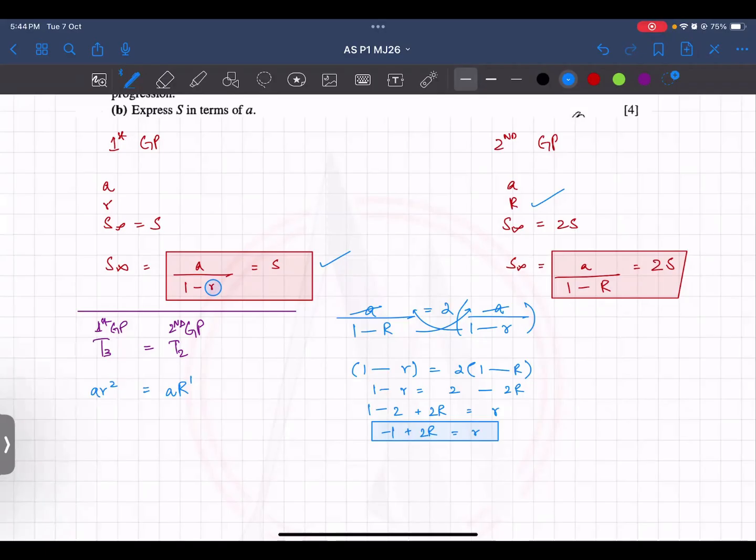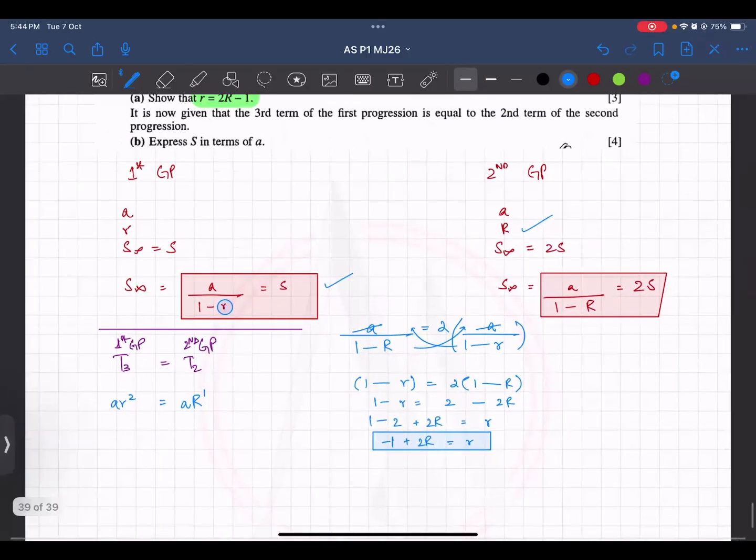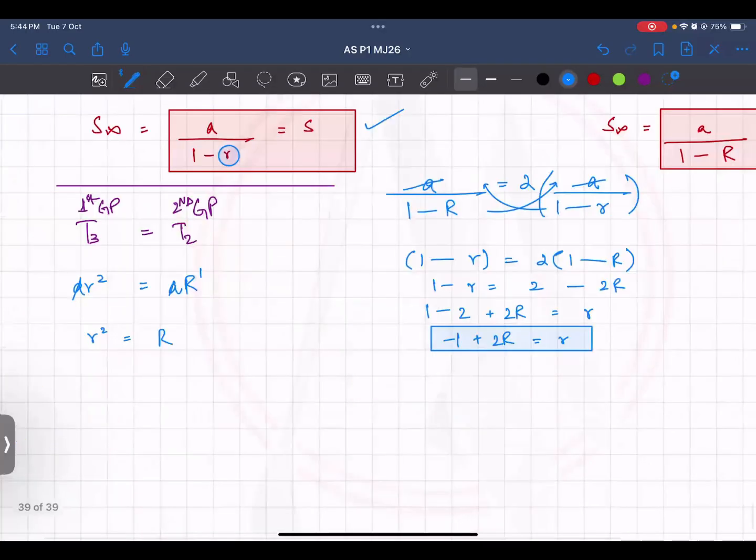We can see that the third term is equal to the second term of the second progression. So A and A will cancel out. So r square is equal to capital R. So if I substitute this value of capital R into this equation.